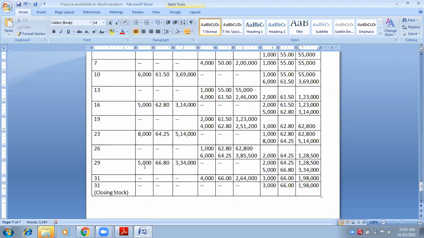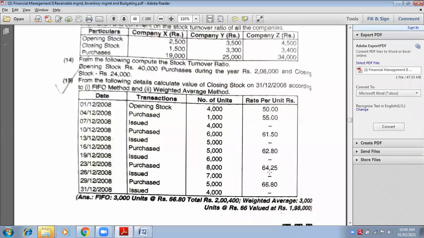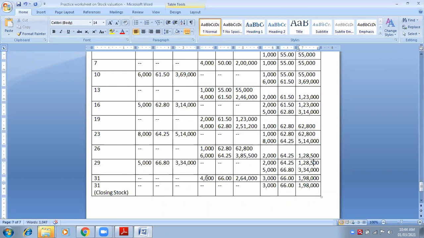Okay, bring down this 5,000 also: 5,000, 66.80, 3,34,000. You don't have to add them literally. Remember, this is not the weighted average method. Last transaction, 31st: issued 4,000 units. But we can't issue 4,000 units altogether because in the first slot we have only 2,000 units, and in the second slot we have 5,000 units.